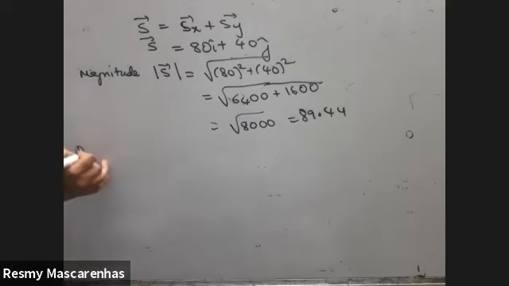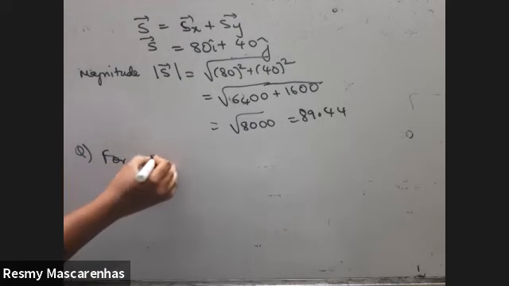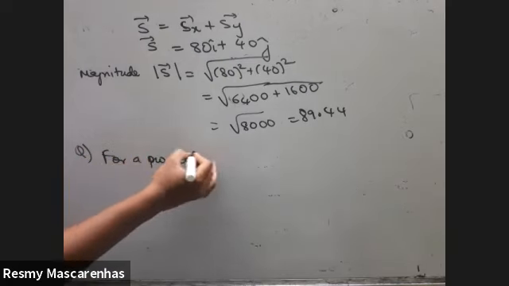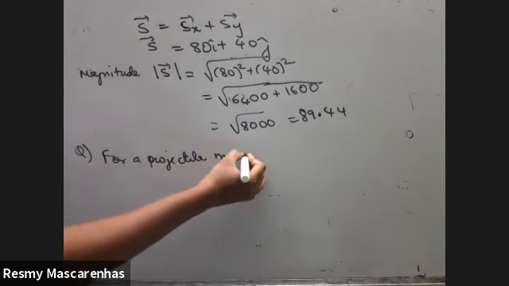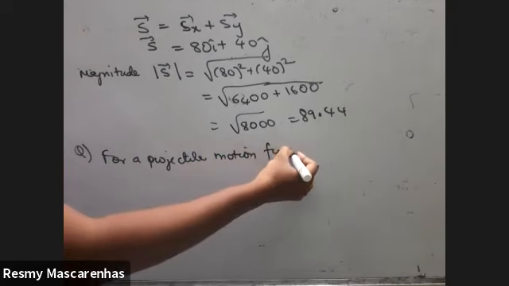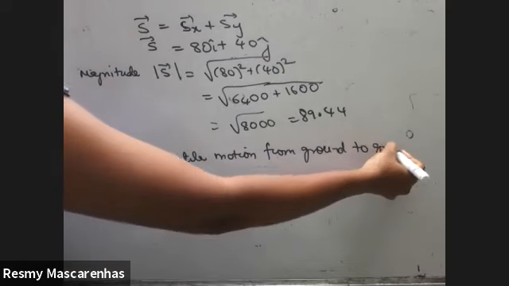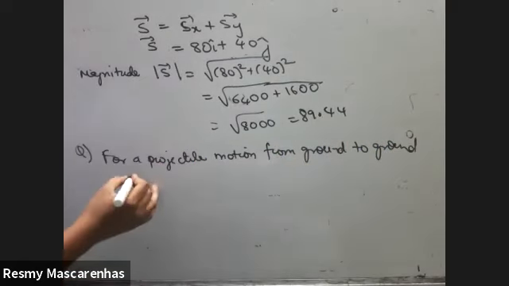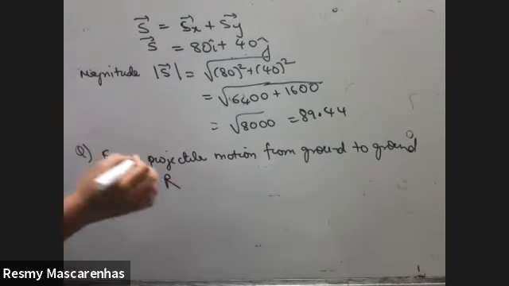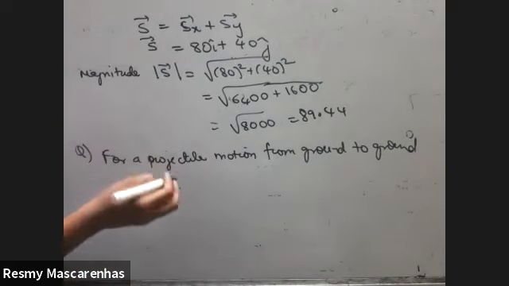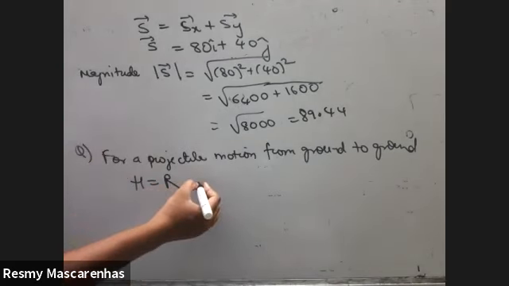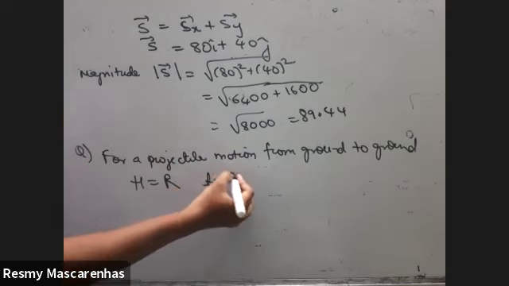Next question. For a projectile motion from ground to ground, the height is equal to the range. Find the angle of projection.